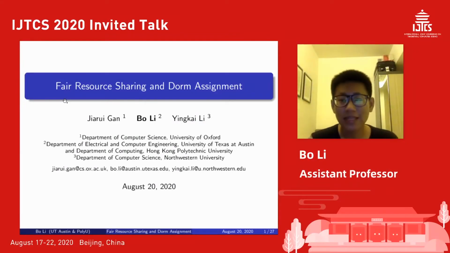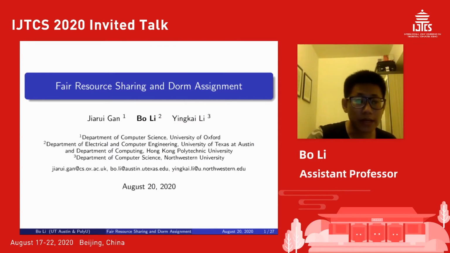I'm Bo Li. I'm from the University of Texas at Austin and the Hong Kong Polytechnic University. Today, I'm going to talk about fair resource sharing and dorm assignment. This is joint work with Jerry Gan from the University of Oxford and Yingkai Li from Northwestern University.